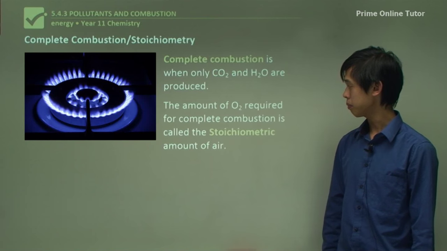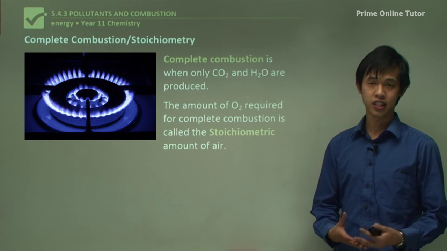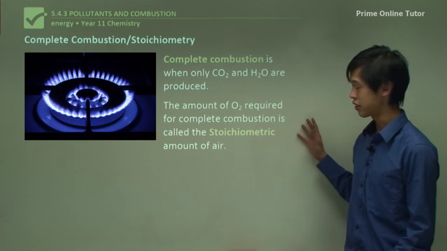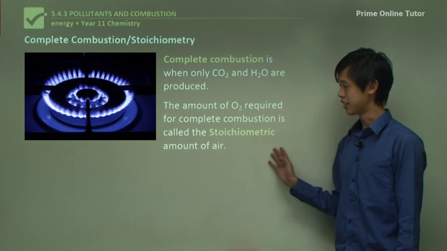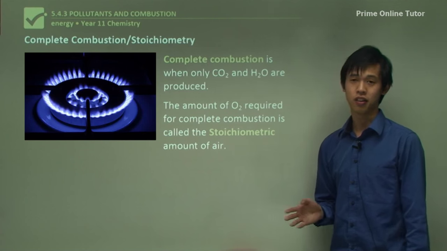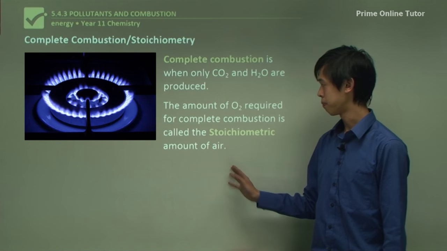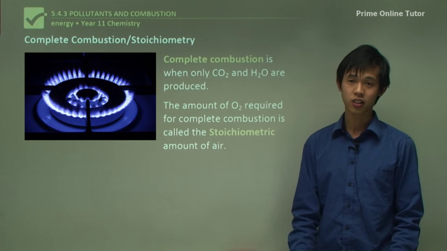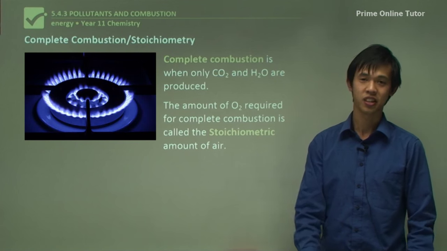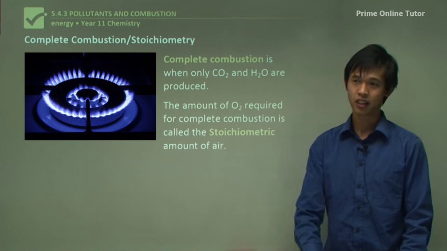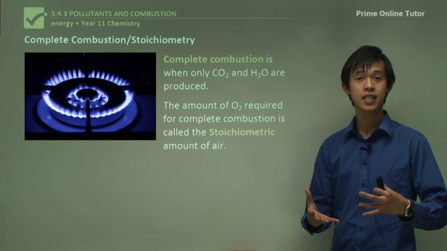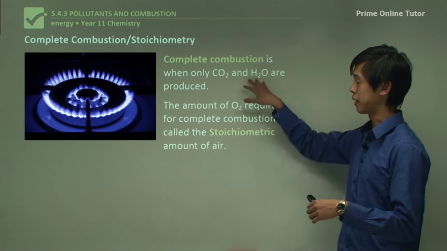Okay. Now, in order to do that, you'll need some oxygen. And the amount of oxygen that you require is called the stoichiometric amount of oxygen. Or if you're using air, the stoichiometric amount of air. Or if you're using another kind of oxidant, it would be obviously the stoichiometric amount of that oxidant. So it's just the amount of oxidant required to get complete combustion.